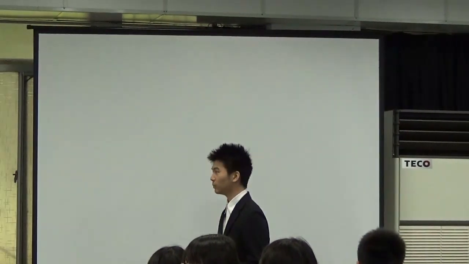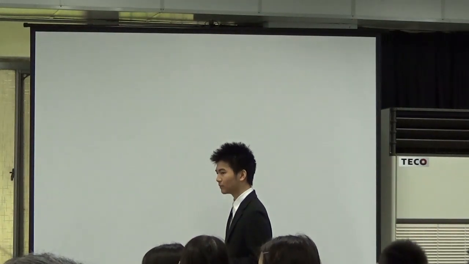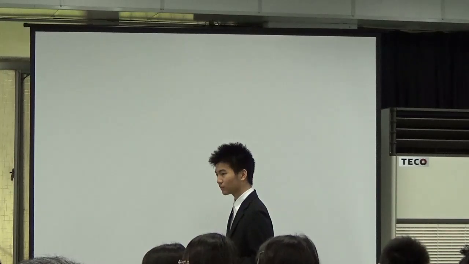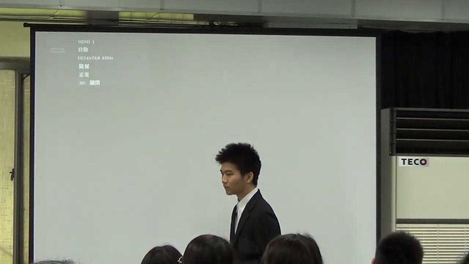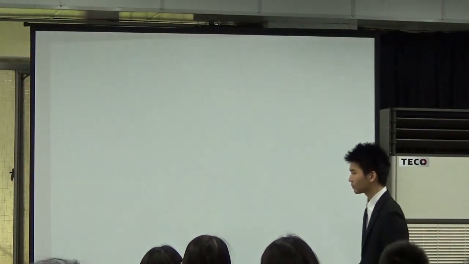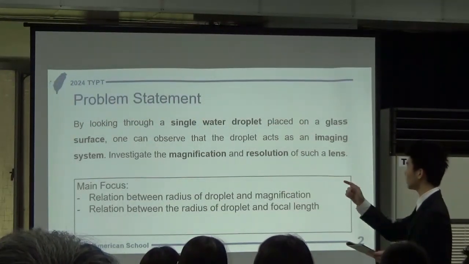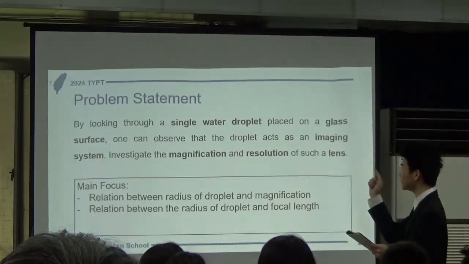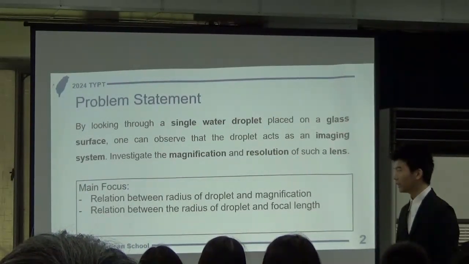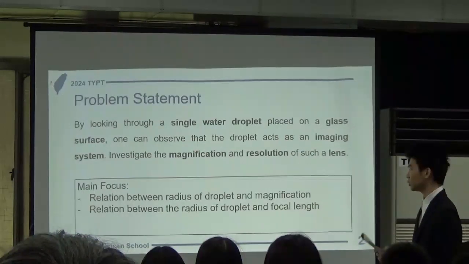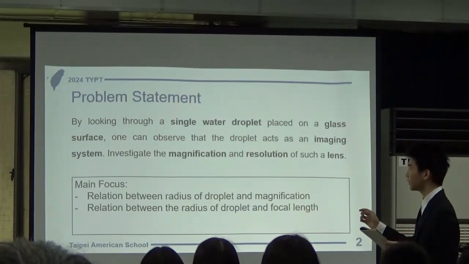Hello, my name is Ethan, and I'll be reviewing problem number 2, droplet microscope. The problem states that by looking through a single water droplet using a glass surface, one can observe that the droplet acts as an imaging system. We have to investigate the magnification and resolution of the lens. The report's main focuses were the relation between the radius of the droplet and its magnification, and the relation between the radius of the droplet and the focal distance.